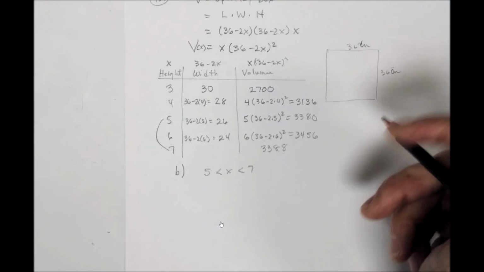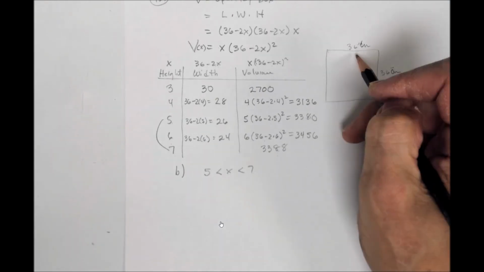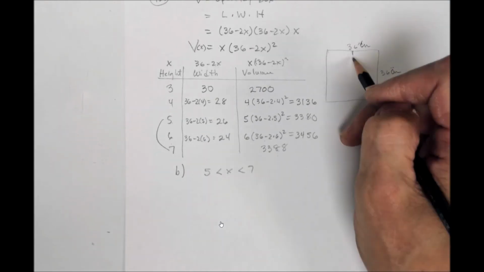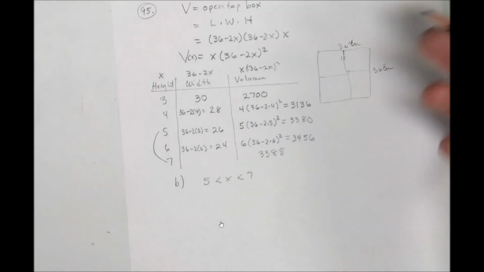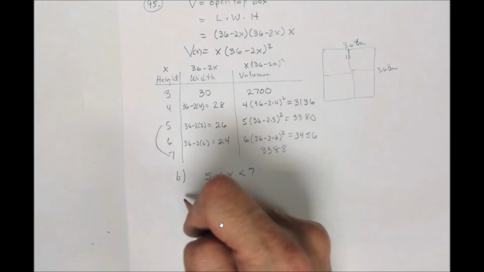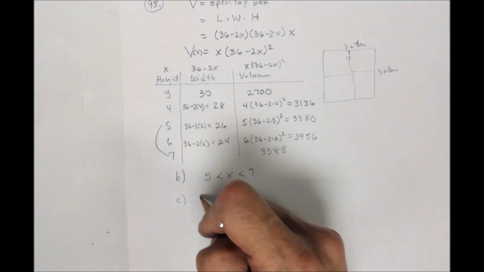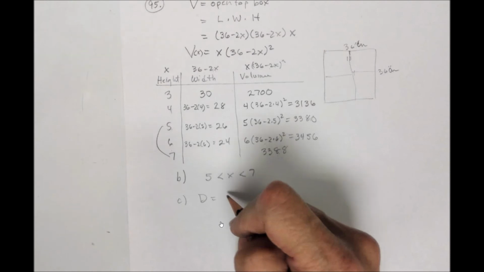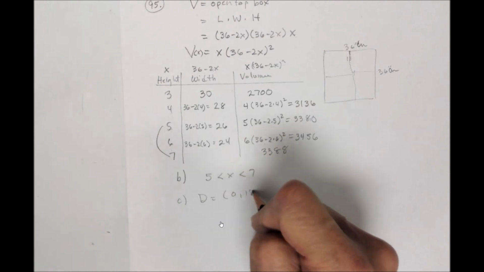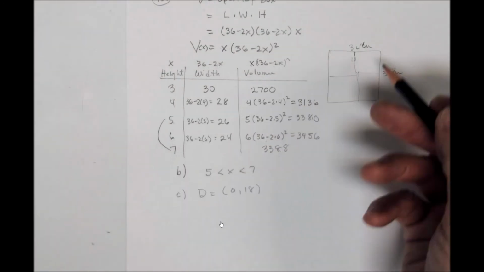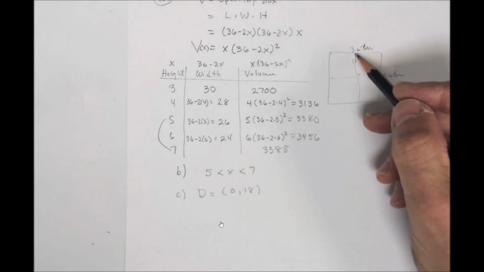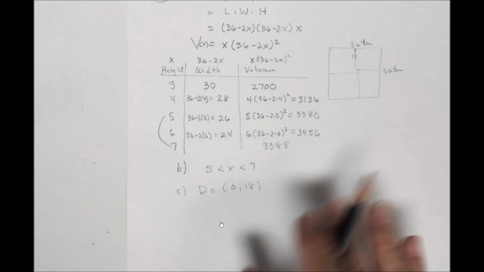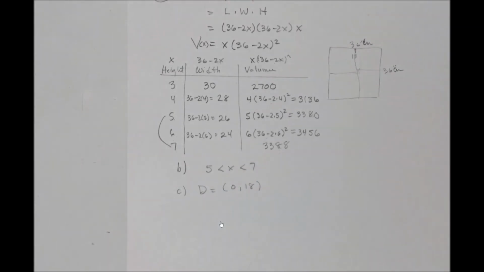Okay, I'm cutting out an equal size corner, so I can't go to halfway, which would be an 18, because if I go to halfway, then I'm going to cut out the 4 squares, and there goes my whole sheet of paper. So in this case, my x for the domain is going to have to be between 0 and 18. It's got to be bigger than 0, otherwise I'm not cutting a corner out, but it's got to be smaller than 18, because if I hit 18, I don't have any paper left either. So there's your domain.